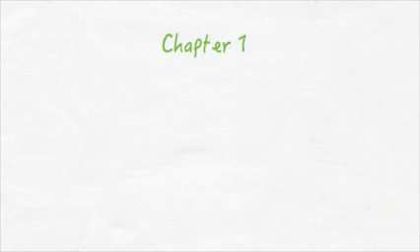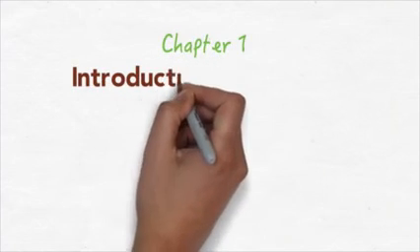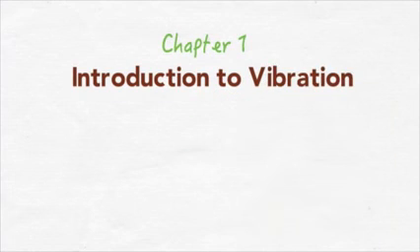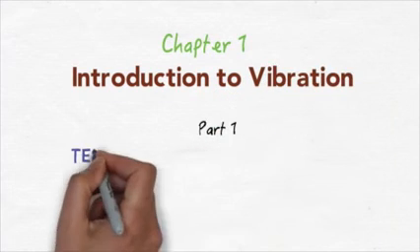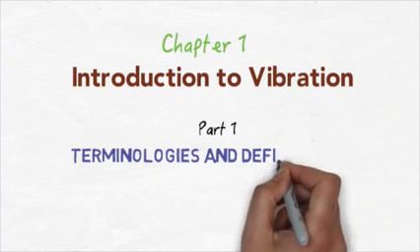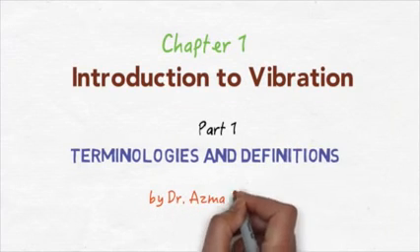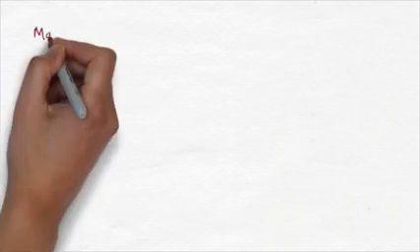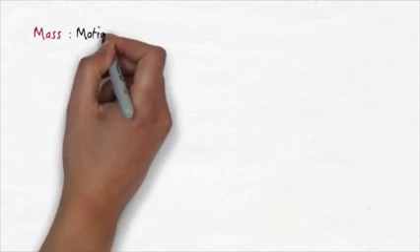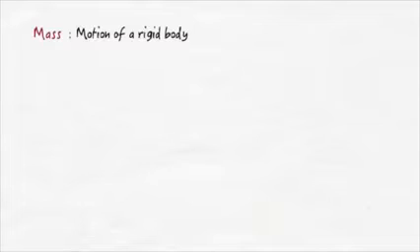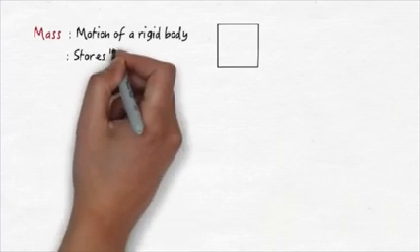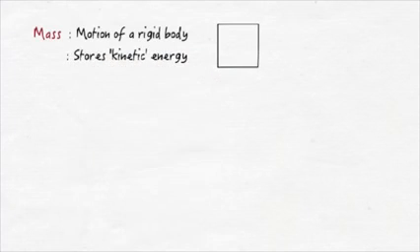Hi there, let's begin with Chapter 1, Introduction to Vibrations, where we are going to discuss some fundamental terminologies and their definitions. In a vibrating system, there are three important elements we should identify. The first one is the mass, which relates to the motions of a rigid body, and this mass stores the kinetic energy.